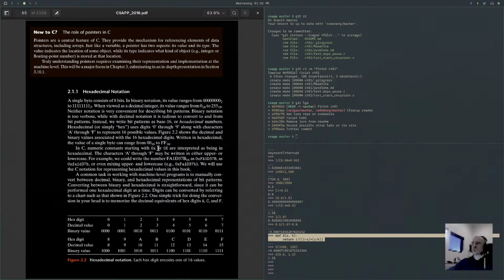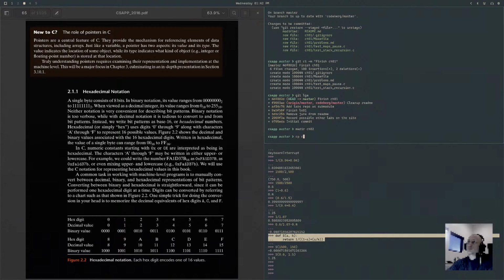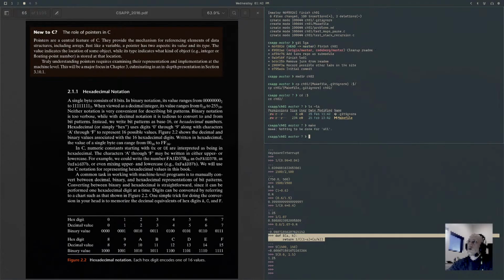Let's go ahead and make a directory here. KDR Chapter 02, CP Chapter 01. We're going to grab the make file and the dot get ignore, throw that into Chapter 2, CD make.